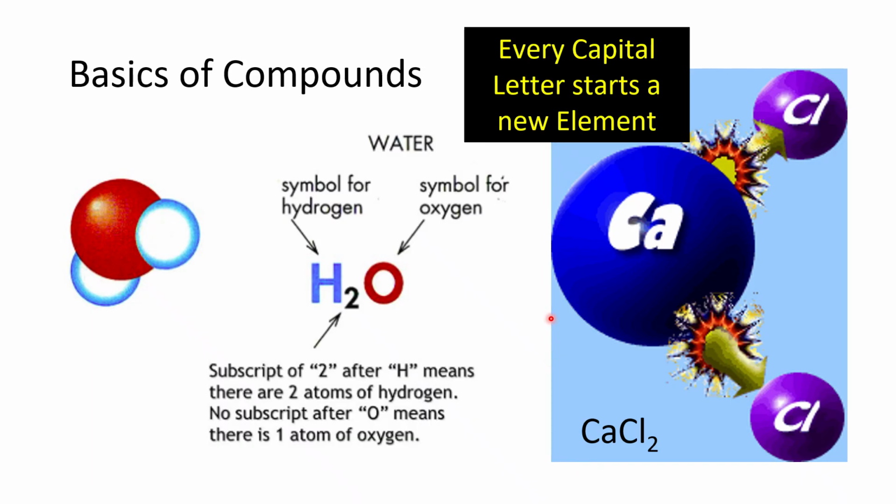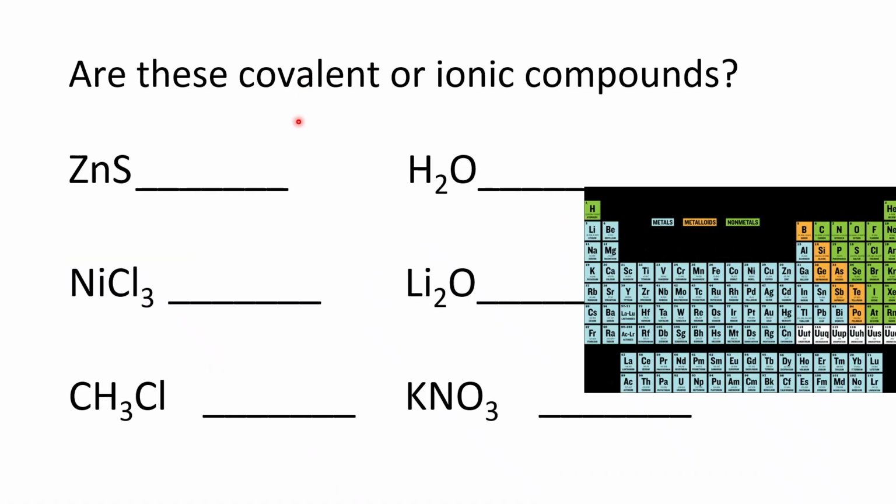All right. So again, remember every capital letter starts a new element. So this has only 2 elements because there's only 2 capital letters, a capital C with a small a and a capital C with a small l. This also has 2 elements, a capital H and a capital L. All right, so let's go over these.